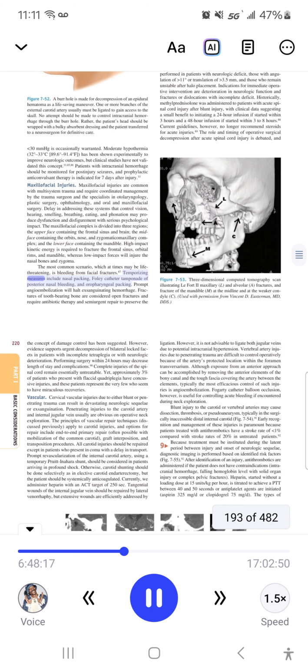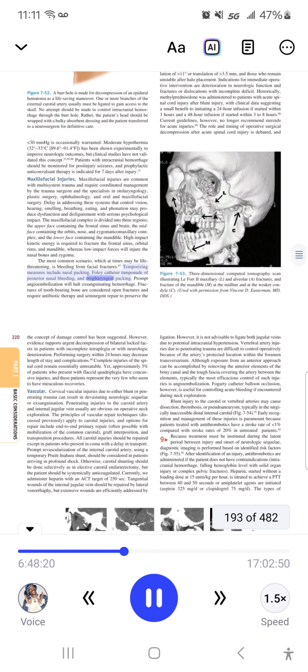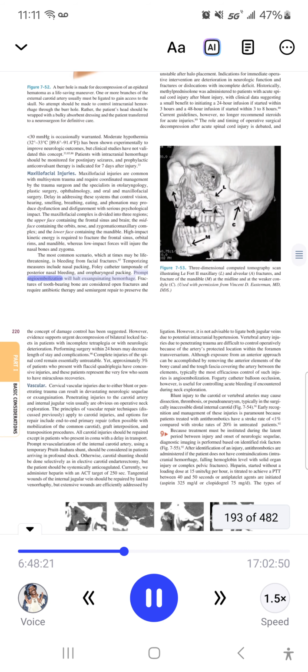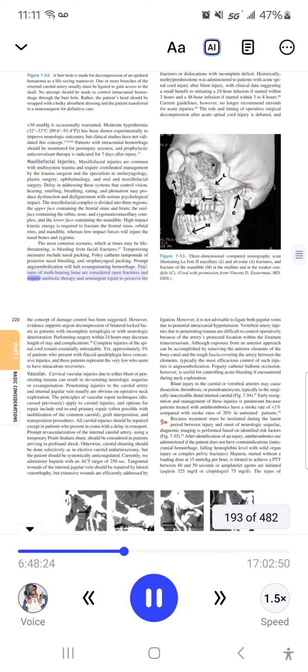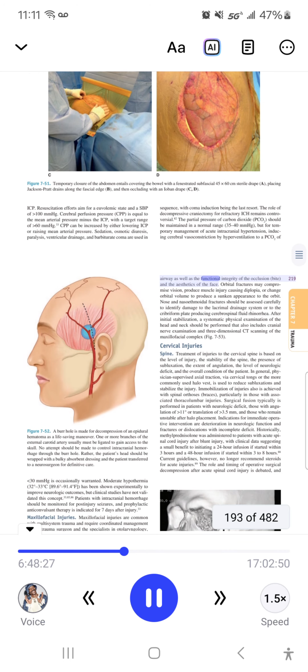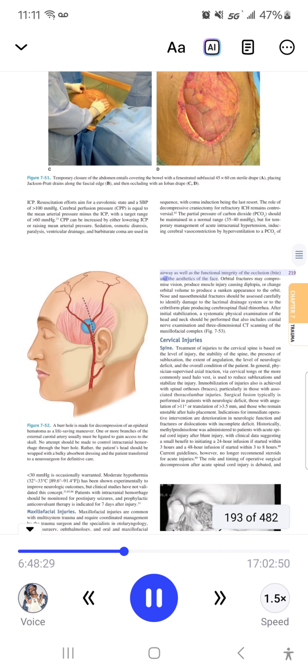Temporizing measures include nasal packing, Foley catheter tamponade of posterior nasal bleeding, and oropharyngeal packing. Prompt embolization will halt exsanguinating hemorrhage. Fractures of tooth-bearing bone are considered open fractures and require antibiotic therapy and semi-urgent repair to preserve the airway as well as the functional integrity of the occlusion and the aesthetics of the face.